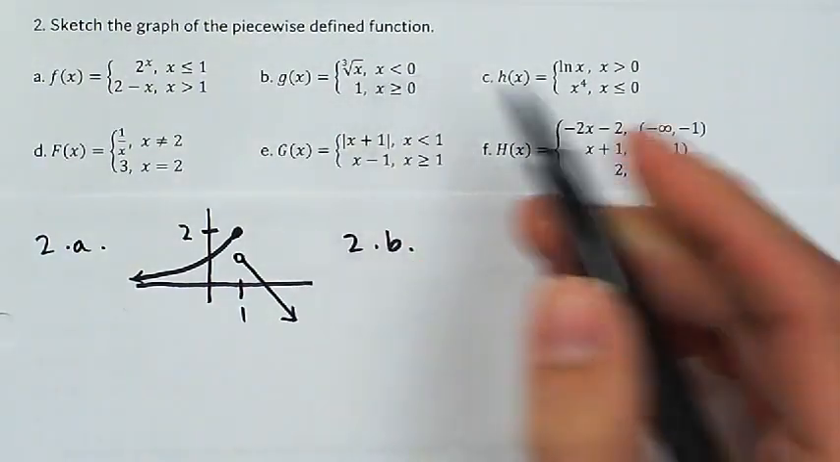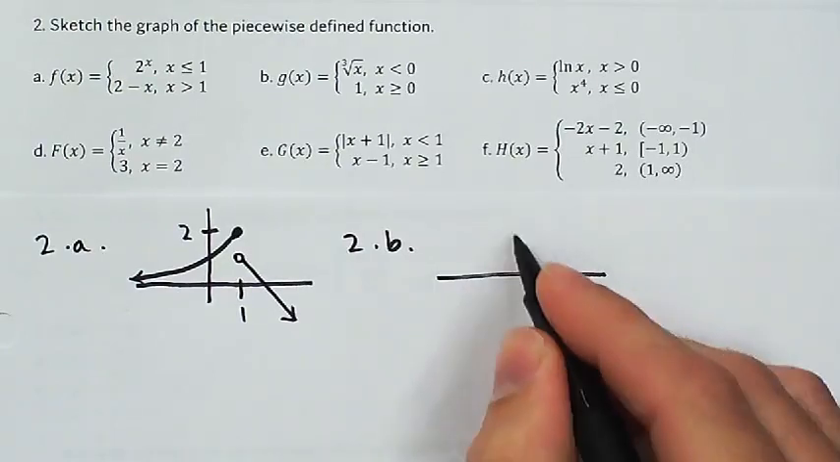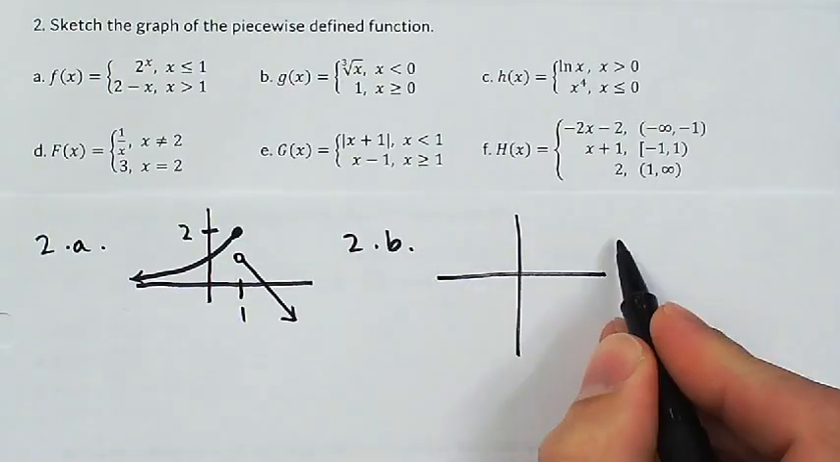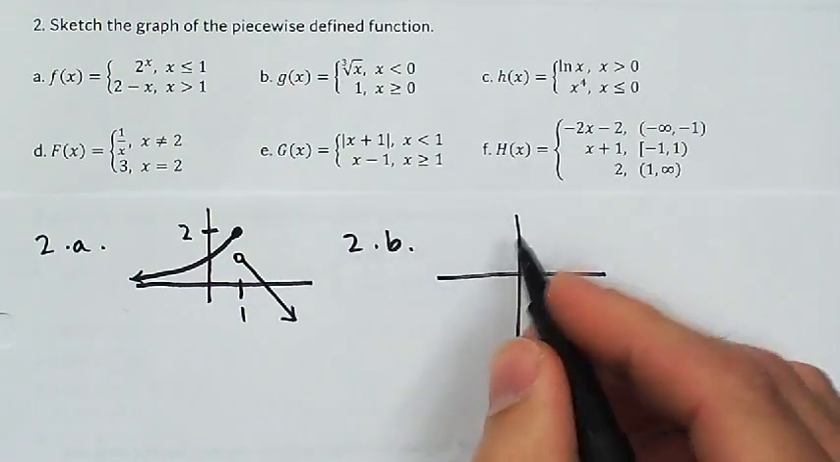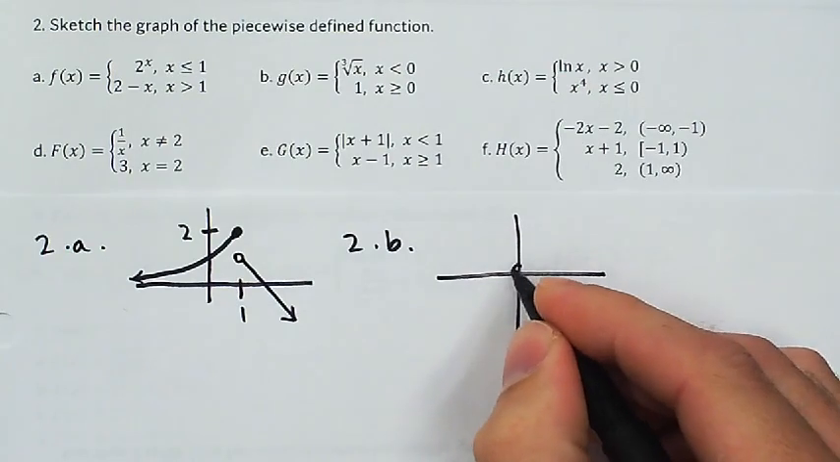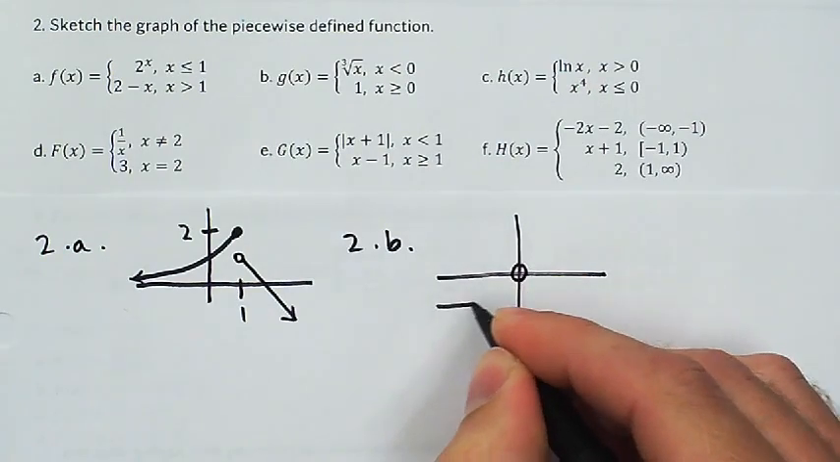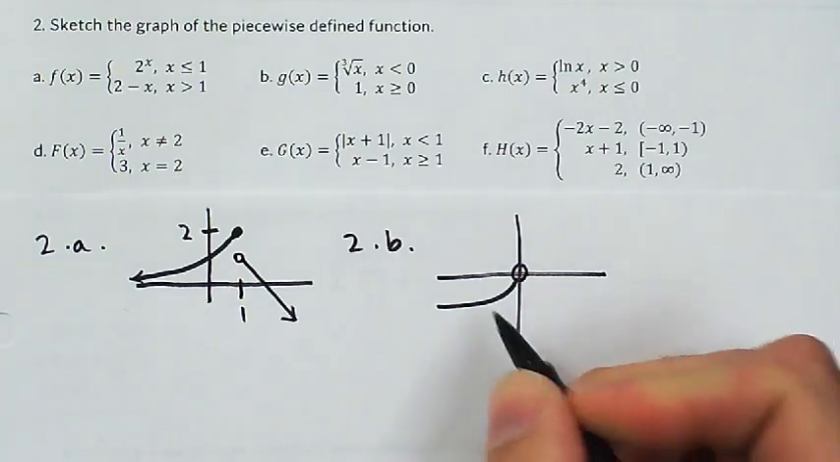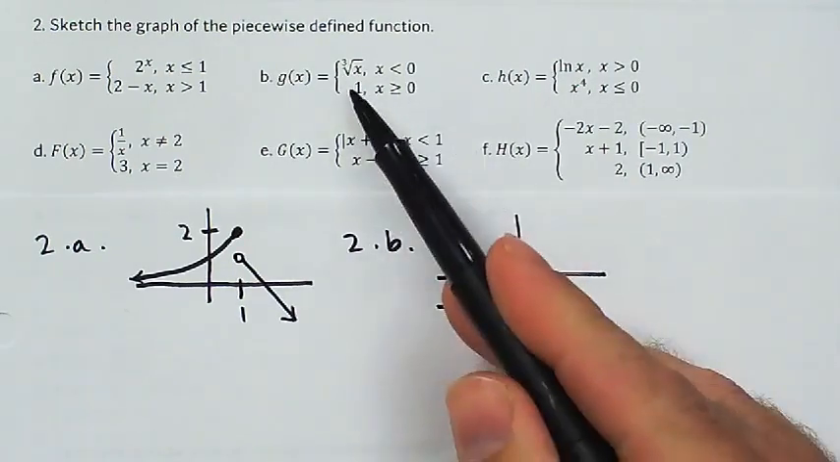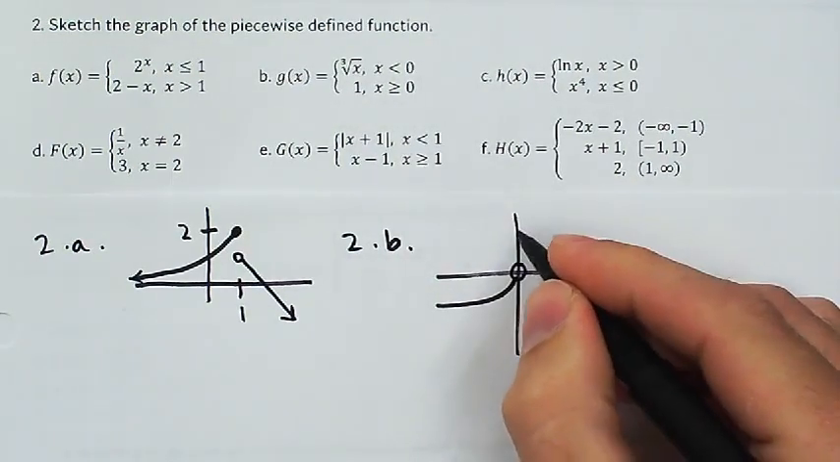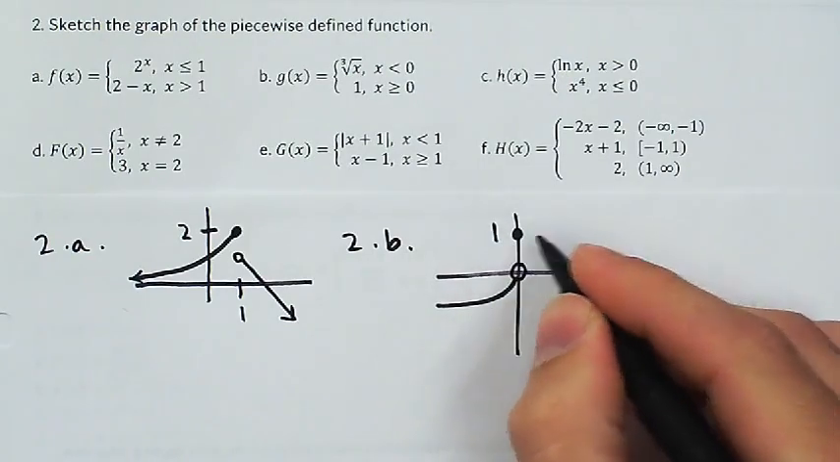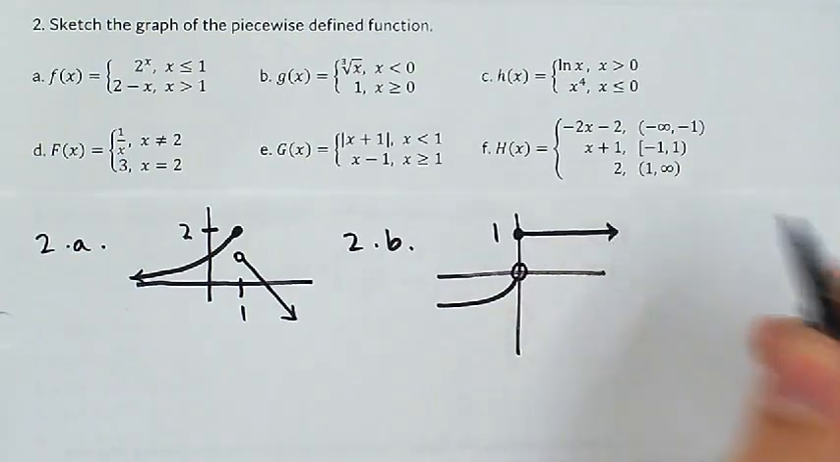Okay, for g of x, I've got cube root of x. Okay, we know cube root would look like that, but only when x is less than 0. So we're going to put in a nice open circle there. Give the first half of cube root x. And then for x greater than or equal to 0, y is going to equal 1. So always like that.